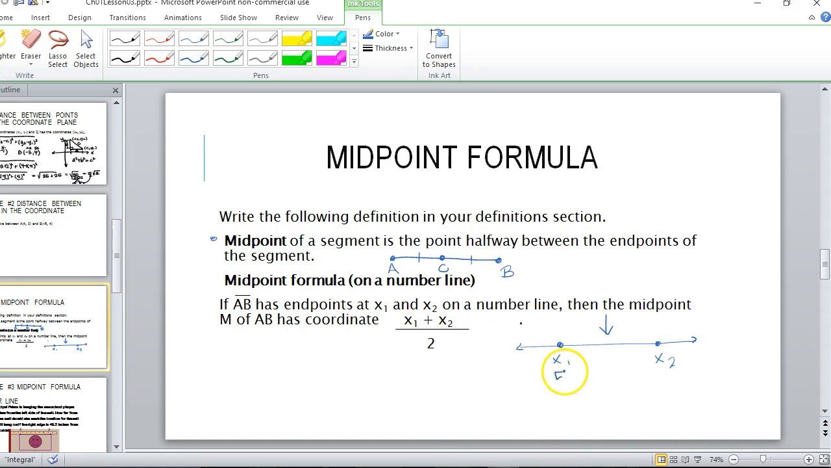So let's say that this is 5. So I'm at 5 here, and I'm at 11 here. If I want the point that's halfway between the two, I will take x1, which is 5, plus x2, which is 11, and divide by 2. 5 plus 11 is 16, and then I'll divide by 2, and that would put me at 8. So this is 8 on the number line. All right, time for you to try one.